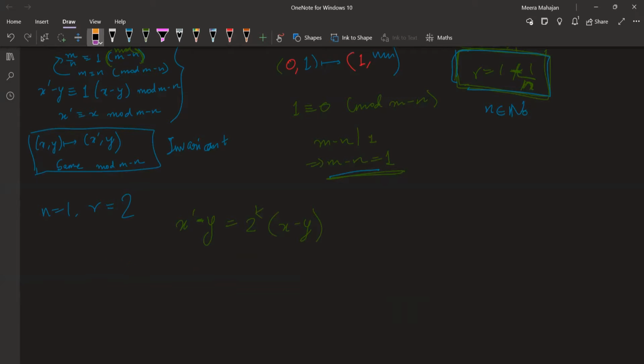First, let us move the blue bead. It is at 1, 0. It is x dash minus 0 is 2 to the power k. And hence you get x dash is 2 to the power k. So now you initially had 0, 1. You can now move it to 0, 2 to the power k.